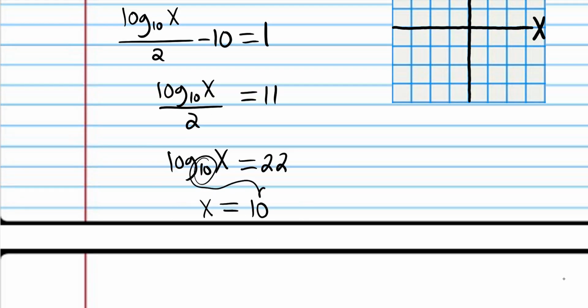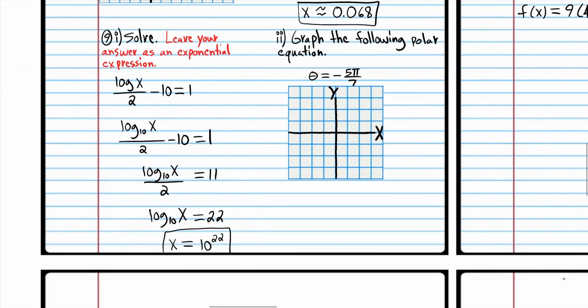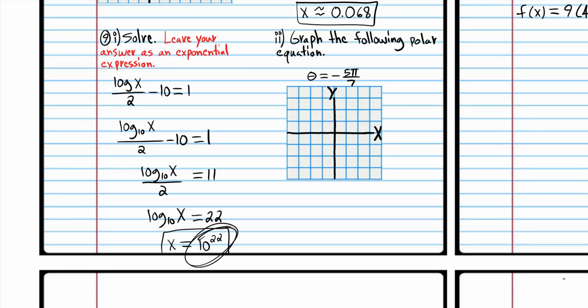This number here is the base. This number is the exponent, because that's what a logarithm is. It's an exponent. The logarithm is equal to the exponent. And whatever is in the log function goes on the other side of the equation, so therefore we're done. We left our answer as an exponential expression because that number is so big, we wouldn't want to write all those zeros. That would be a 1 with 22 zeros behind it. So if you got that right, excellent.